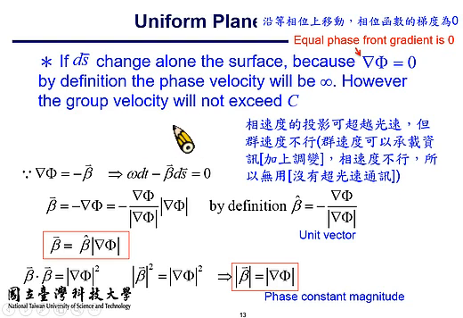So here is some interesting stuff. But first of all, we should look into the description in the text. If ds changes along the surface because the gradient of phi equals 0, by definition, the phase velocity will be infinity. Right?